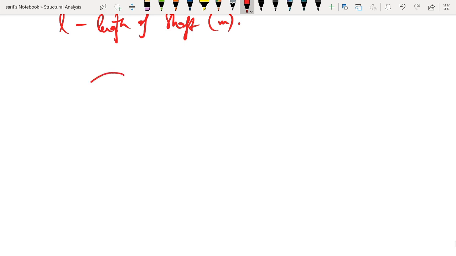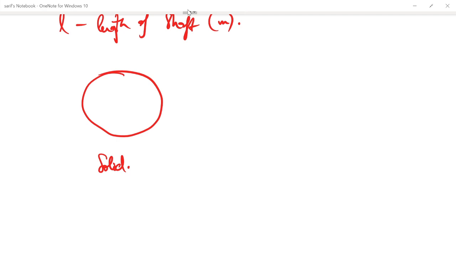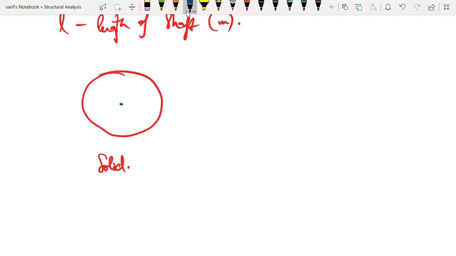a circular shaft, this is a solid circular shaft. If we are considering, the shear stress variation is going to be like this. So this will be the shear stress variation. This will be tau max, and it is going to vary linearly from the center. Okay, it will be zero at the center and maximum at the surface.